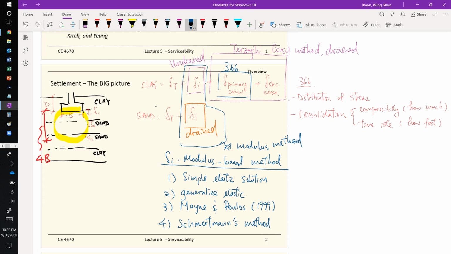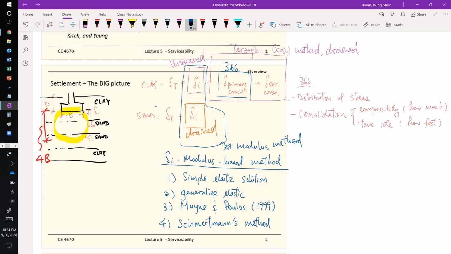We talk about those methods such that at the end of this lecture, you should be able to handle the design for the immediate settlements for both sand and clay. And we will also talk about the secondary consolidation. Hopefully, at the end of this lecture, you will be able to complete a full suite of the settlement design. Because in 366 we just talked about the primary consolidation of clay. But the full picture is that you also need to look at the immediate settlements and also the secondary consolidation settlements.